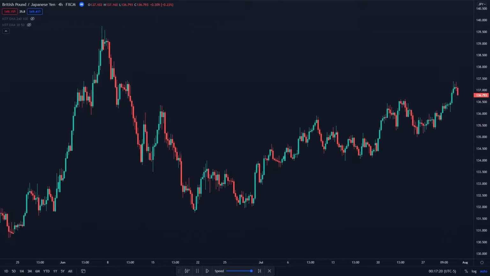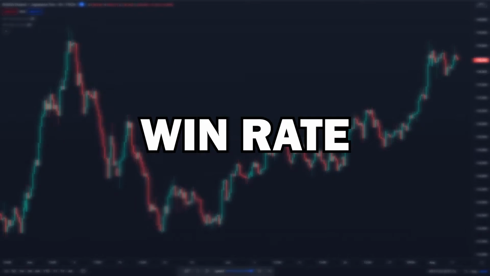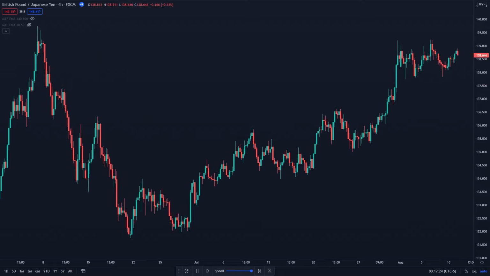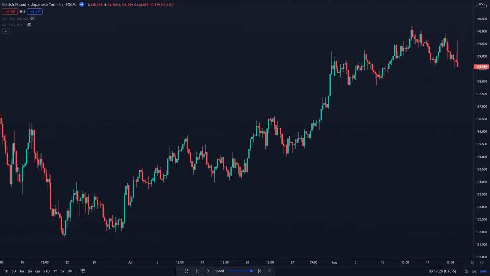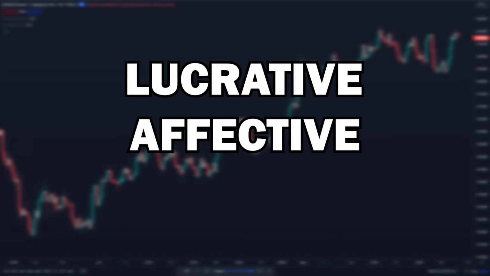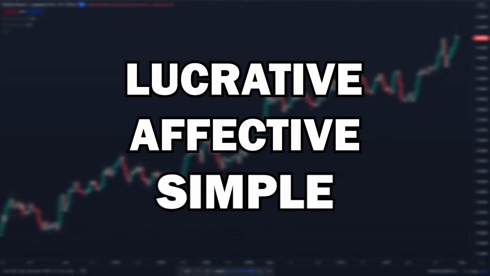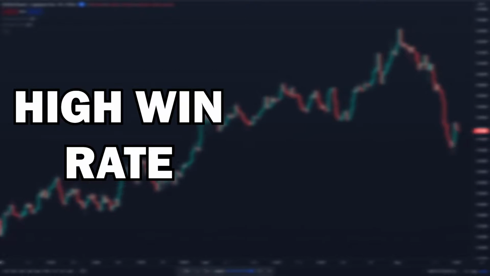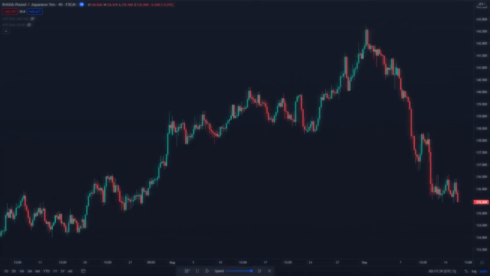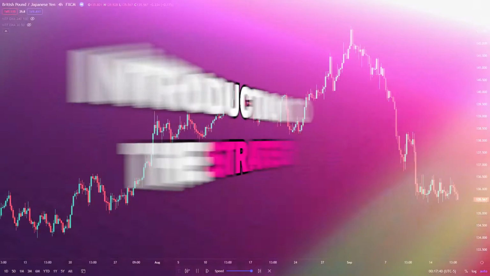The most crucial metric for you to consider a strategy is its win rate. After intense discussions and debates with many professional traders, we've arrived at a strategy that is, by far, the most lucrative, effective, and most importantly, so simple that even beginners can follow. Besides a high win rate, the strategy also offers a high risk to reward. So, without further ado, let's get right into it.